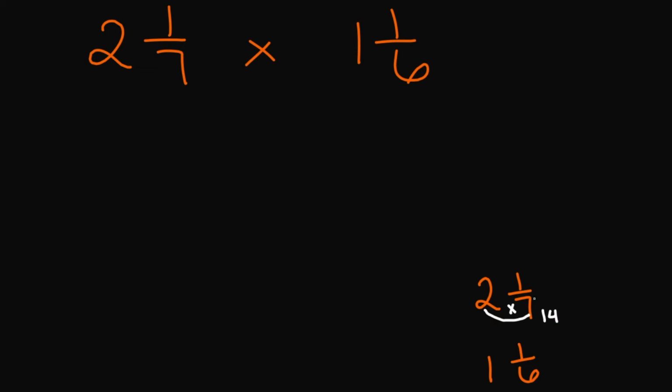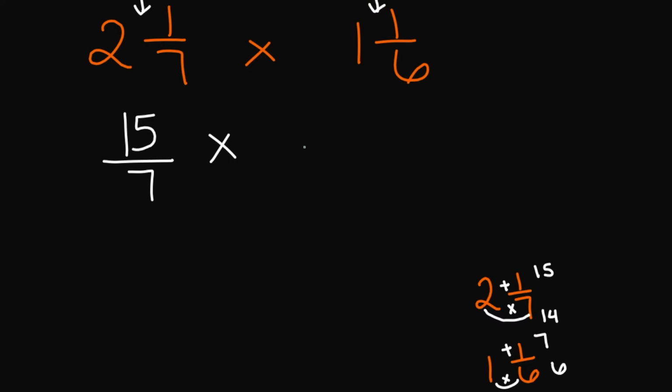2 and 1/7 times 1 and 1/6. Two mixed fractions, we're going to turn to improper fractions. So 2 times 7 is going to be 14, plus 1, this is going to be 15. So as an improper fraction, 2 and 1/7 is going to be 15 over 7, times 1 times 6, this is going to give us 6, plus 1, this is going to give us 7. So as an improper fraction, 1 and 1/6 is going to turn into 7 over 6.